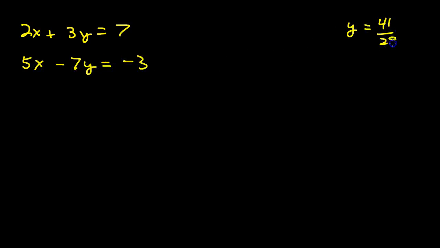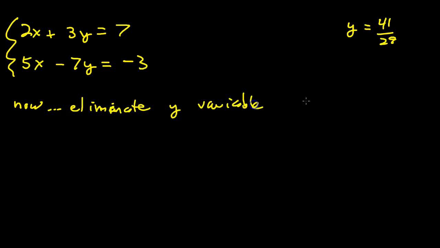All right, I'm going to write the system again. 2x plus 3y equals 7. 5x minus 7y equals minus 3. We already know that y equals 41 over 29. All right, so I'm going to take the same system and I'll say now rig it so you can eliminate the y variable to solve for x. It's an alternative method, but certainly valid.